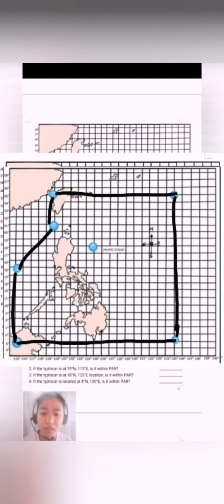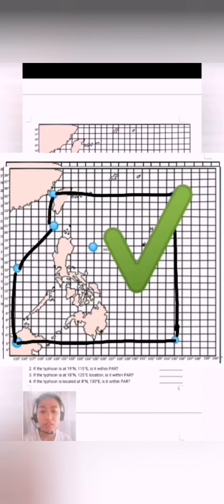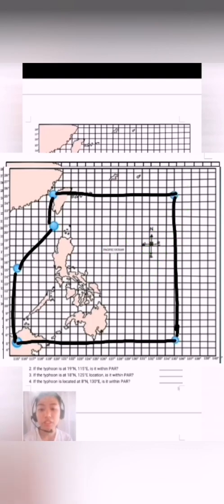Number 3, if the typhoon is at 18 degrees north to 125 degrees east, is the location within the Philippine area of responsibility? Very good. It is within the Philippine area of responsibility, so the answer is yes. Number 4, if the typhoon is located at 8 degrees north and 130 degrees east, is it within PAR? Locate it in the map. Very good. The answer is yes, it is within the PAR.